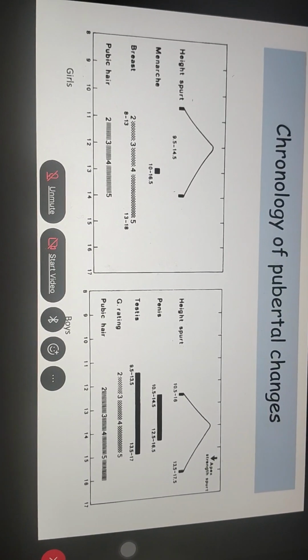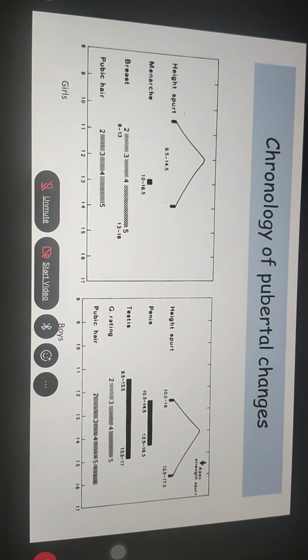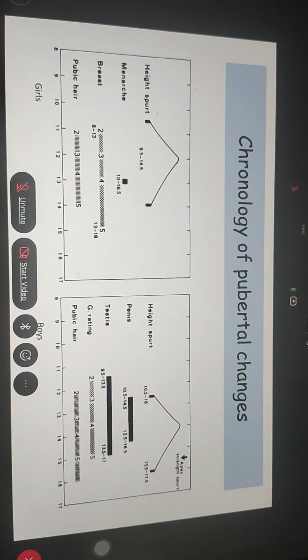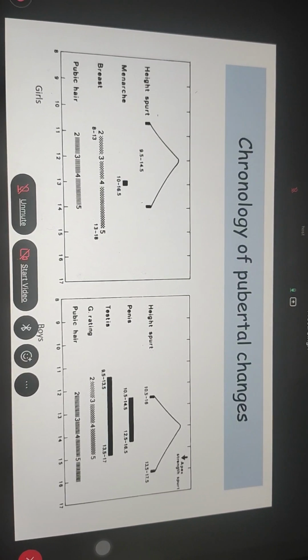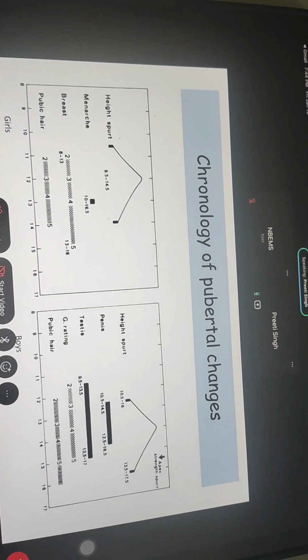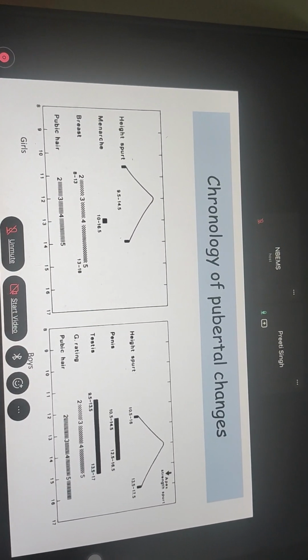The genital stage, that is the enlargement of the testes to a volume of 4 ml. Now, once the testicular enlargement starts, there is production of testosterone, which leads to an increase in the size of the penis, as well as increased pigmentation and thickening of the scrotum. This is again closely temporally related with the appearance of the pubic hair and the axillary hair.